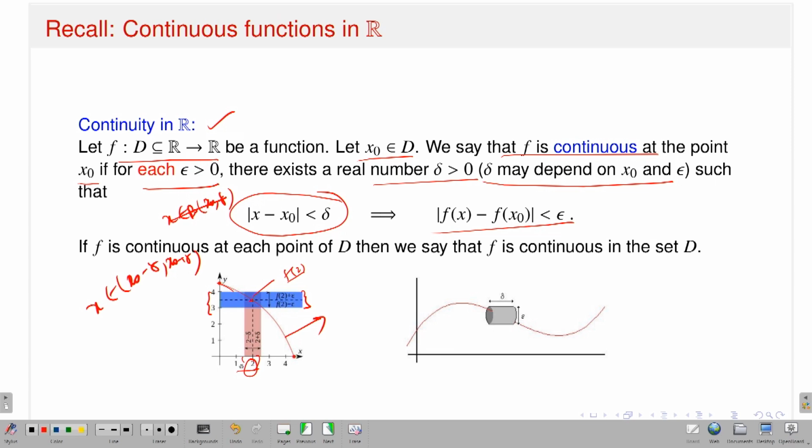That means I need to find a delta such that if x belongs to this set, 2 minus delta to 2 plus delta, then the value of the function should lie between f(2) minus epsilon and f(2) plus epsilon. So that is the definition, called the epsilon-delta definition.